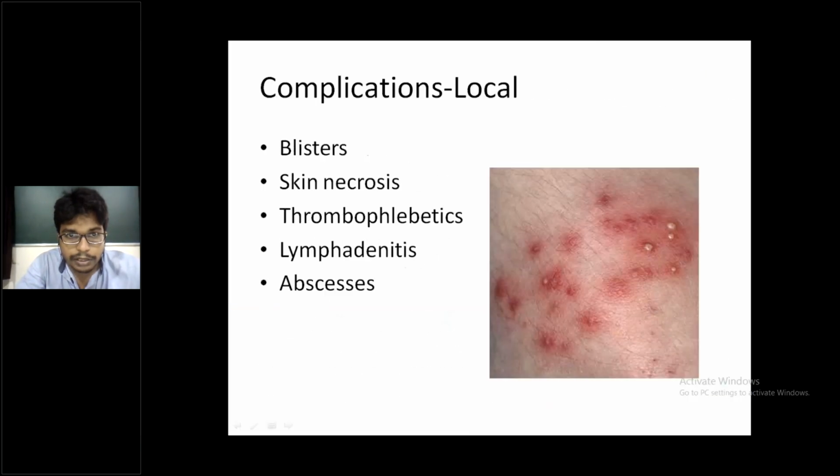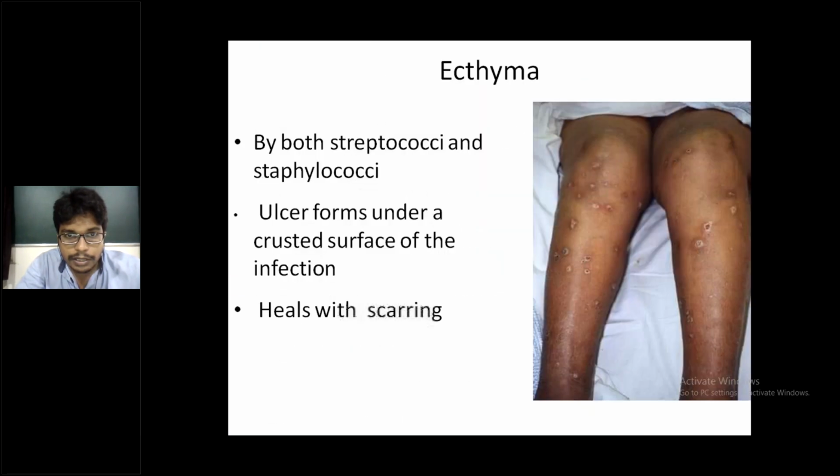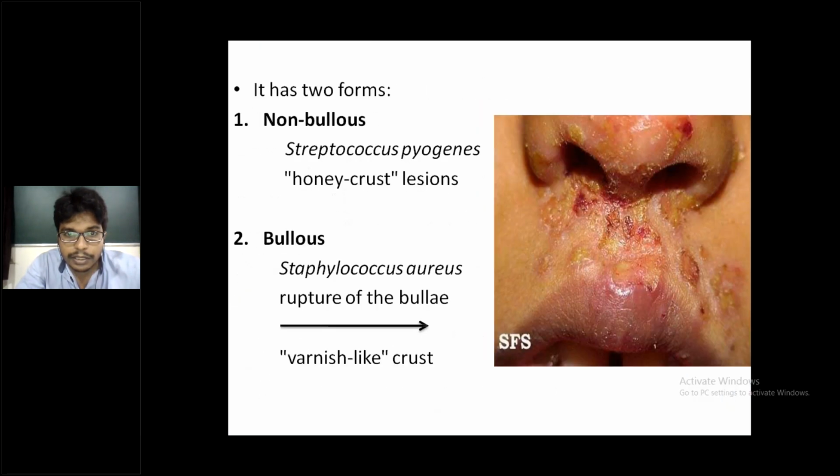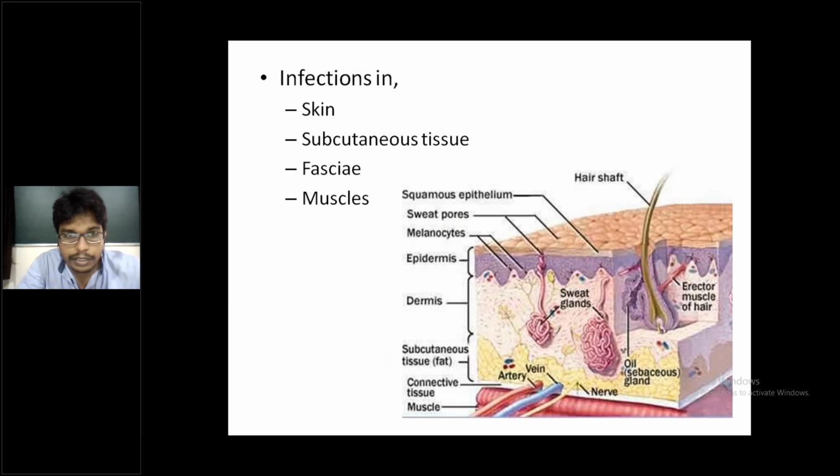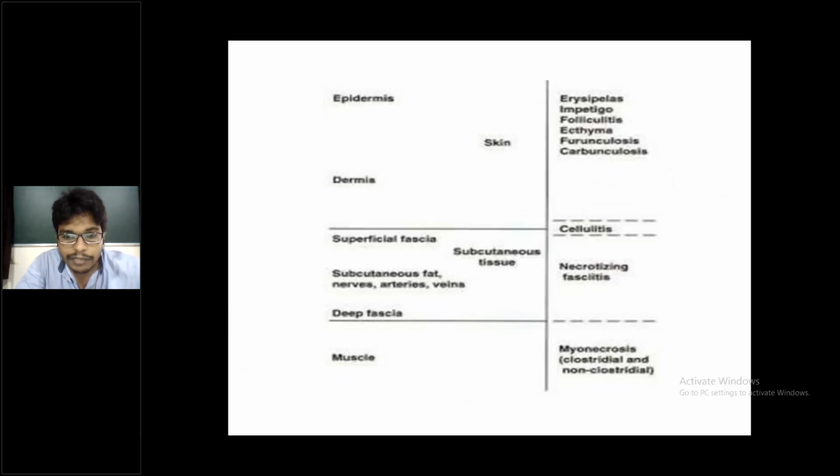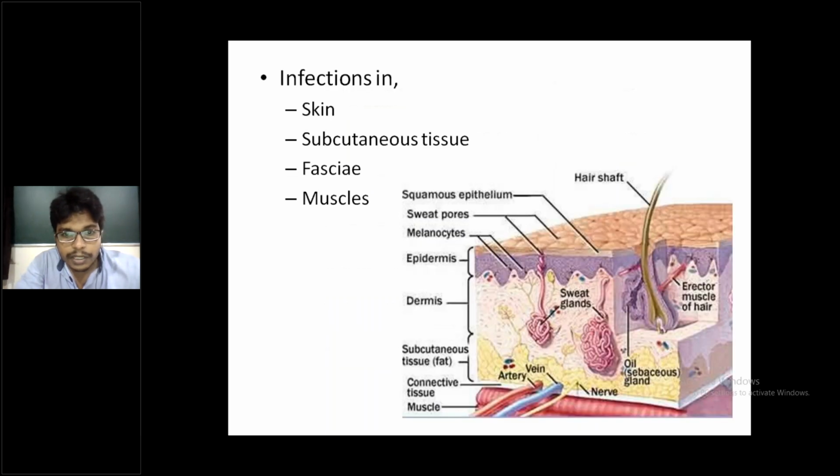Some more things. Last class I said this: what are the infections of the skin and subcutaneous tissue that we come across? You can take a screenshot, please, and you will know. What are the underlying structures of skin? Epidermis, dermis, subcutaneous tissue, connective tissue, and muscle. Whatever infections we have come across, all of these occur in these structures only.